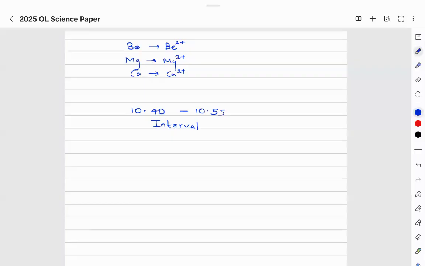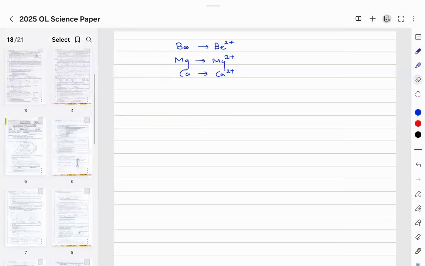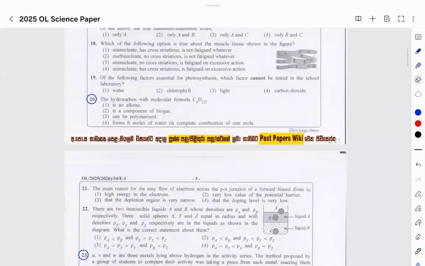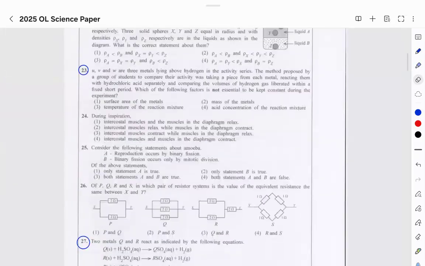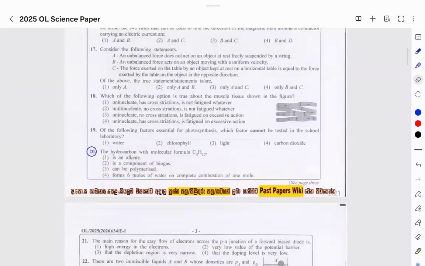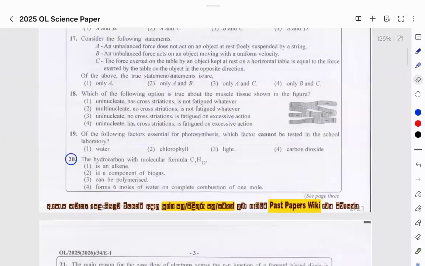Right, okay. Let's start. So what is the next question? MCQ number 20, all right? The hydrocarbon with molecular formula C5H12. They're asking what is the hydrocarbon with the molecular formula C5H12, right? So what is it?